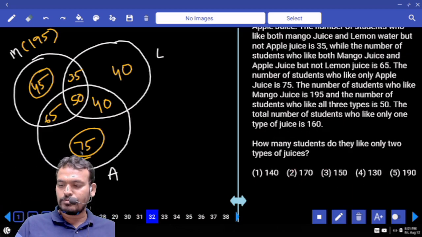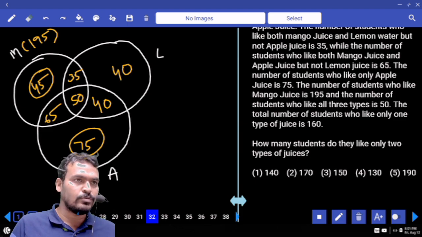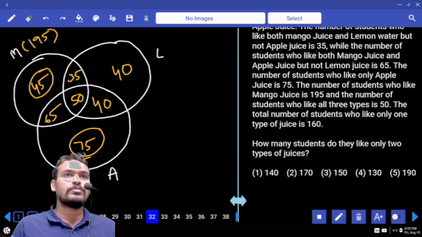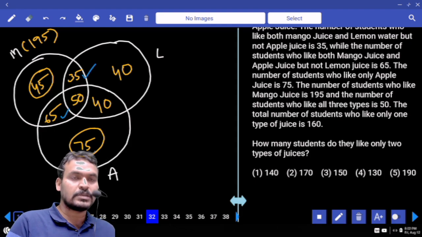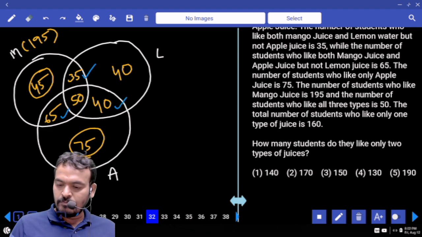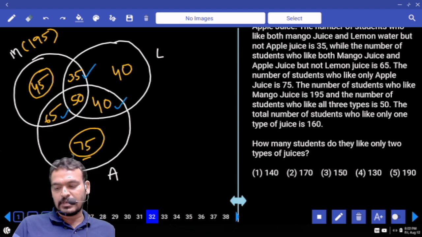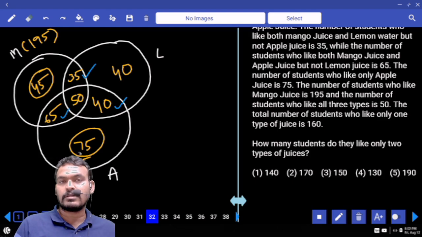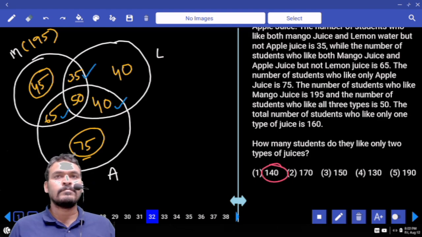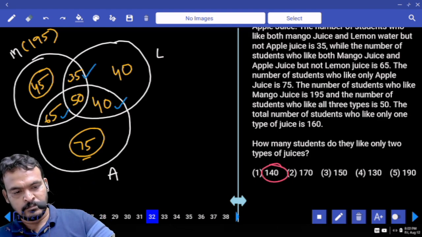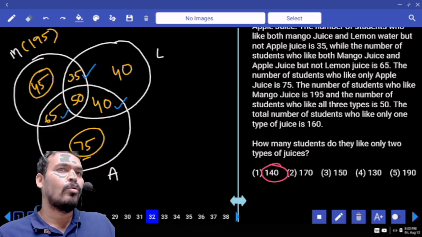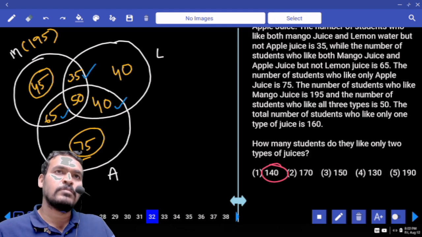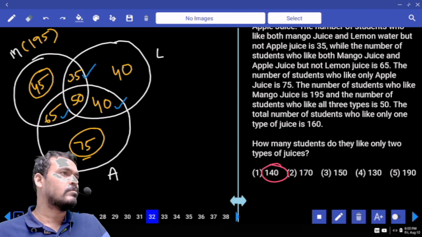Next question, number 32. How many students like only two types of juice? Only two types of juice means nothing but the combination of two. One is 35, another one 65, next one 40. 65 plus 35, 100, plus 40, 140. Only 2, not at least 2, because at least 2 would include 50 also.